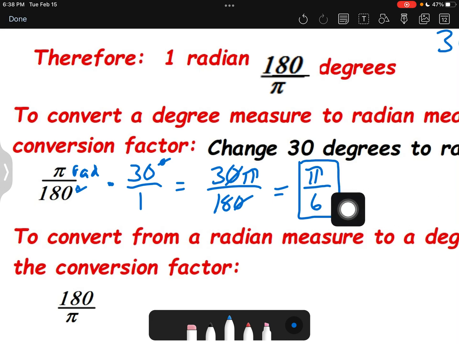You don't have to write the unit on that, but that's a radian measure. If you don't put anything after it, when you talk about an angle, that means radians.